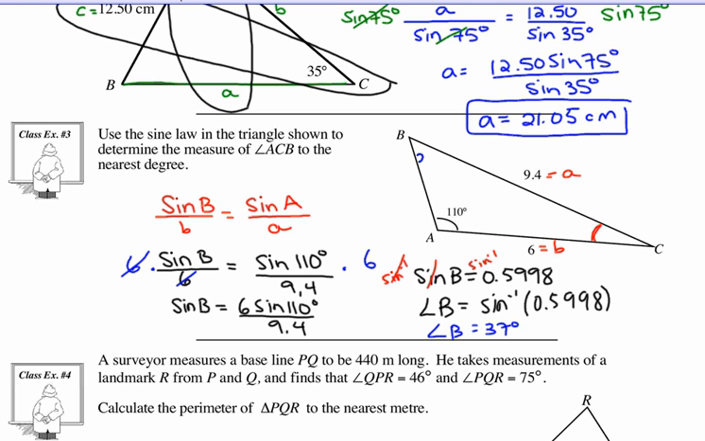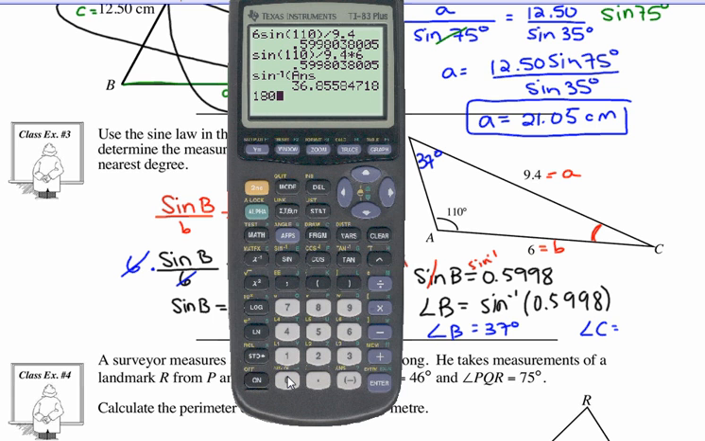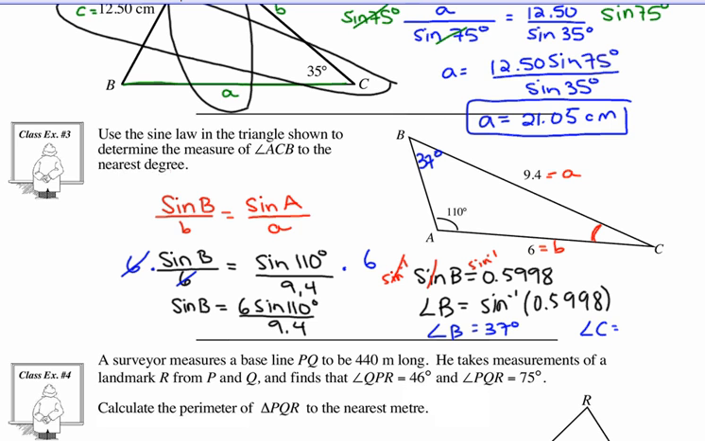We're not done though, because we were looking for angle C. And so angle C is 180 minus 110 minus 37, which gives us 33 degrees. So now we're done. There you go. One more question and we are done.